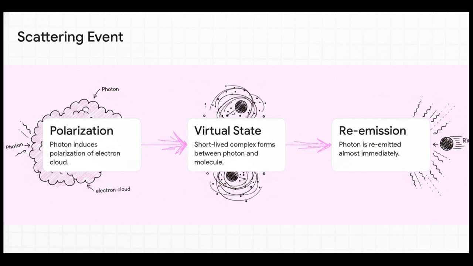When the photon strikes, its oscillating electromagnetic field momentarily polarizes the molecule's electron cloud. This basically shoves the molecule into a higher energy state, forming an incredibly short-lived, unstable complex that we call a virtual state. And because it's so unstable, the photon is essentially bounced off and re-emitted almost instantaneously as scattered light.